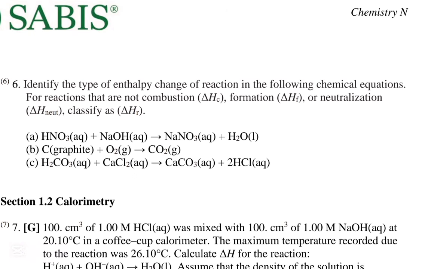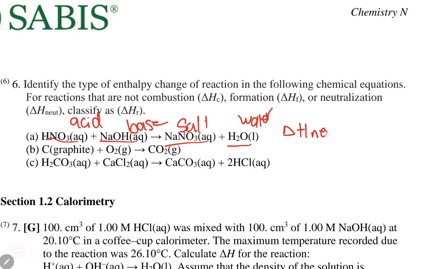So here I have an acid and I have a base. What does it give me? It gives me a salt and water. This is a classic neutralization reaction. So this is delta H neut.